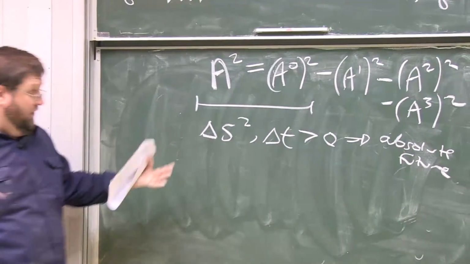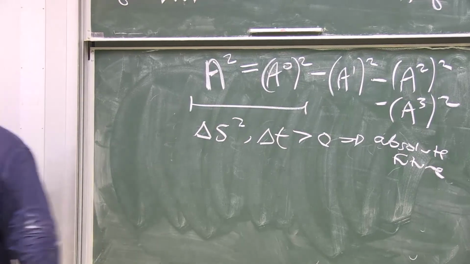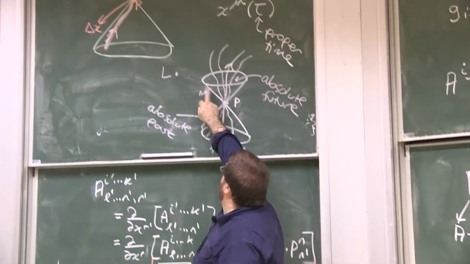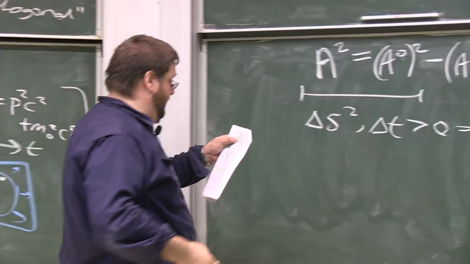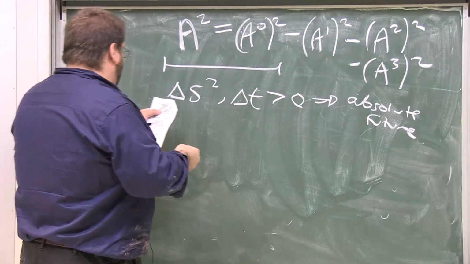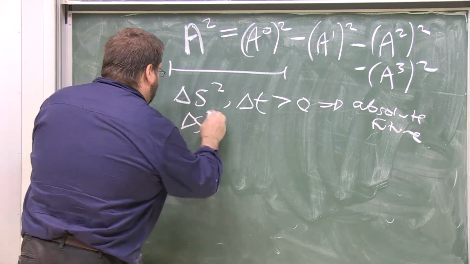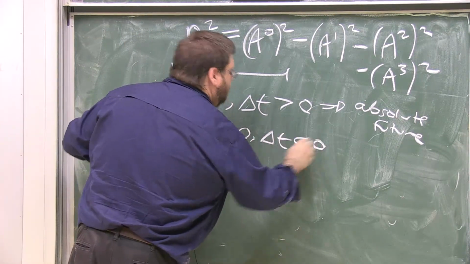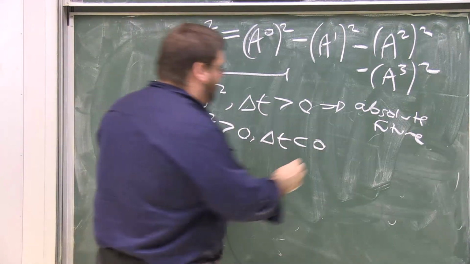And I invite you to quickly show this, right? I've drawn the picture of it, but I'm claiming that this corresponds to a pair of events whose delta S squared is positive and the delta T is positive. On the other hand, if we were to have delta S squared greater than naught and delta T less than naught, then I would call this the absolute past.